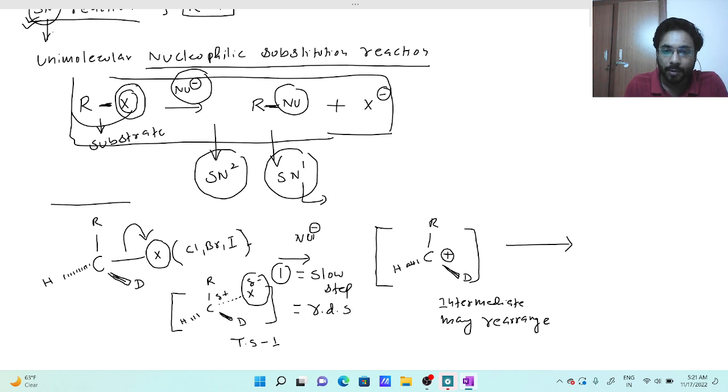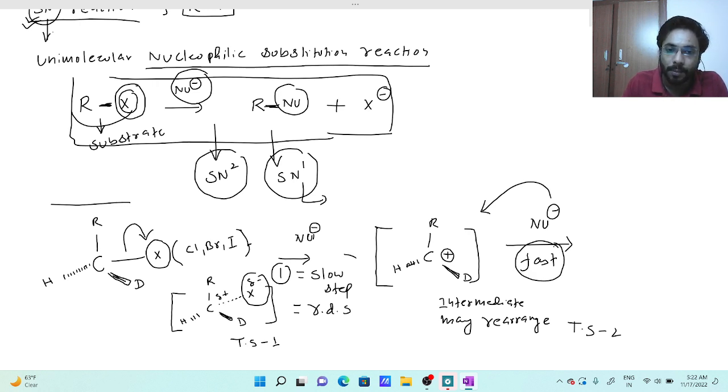So before the formation of the intermediate, one TS was there. Just after the formation of the intermediate, one more TS will be there, and I am writing it as TS2. So what is happening in TS2? Simply, the nucleophile is approaching this carbocation which is formed for a short period of time. So this nucleophile is attacking over the carbocation in a fast step. This is the point we have to note.